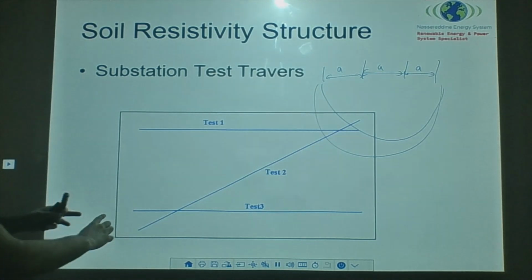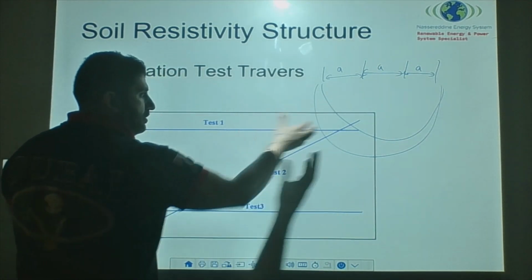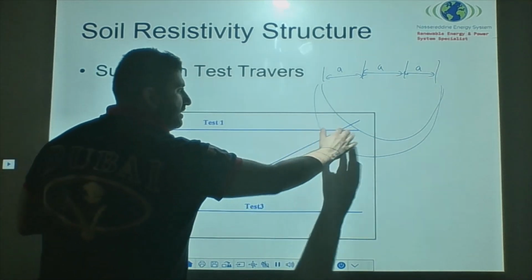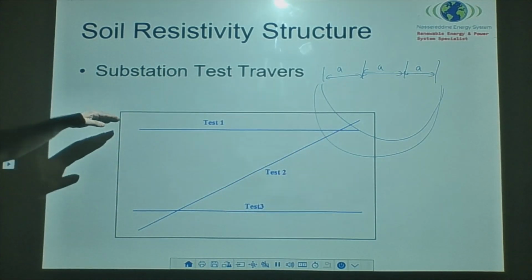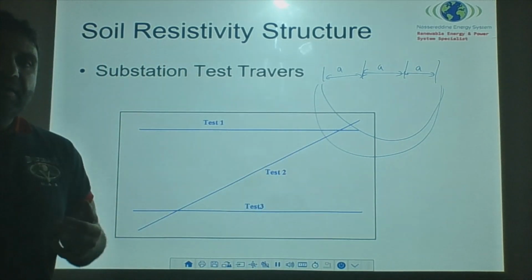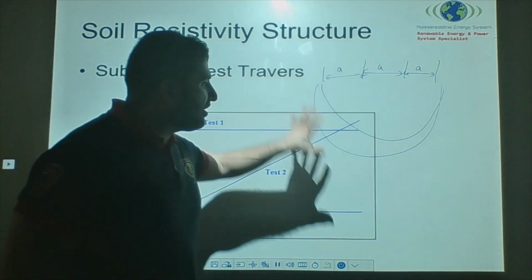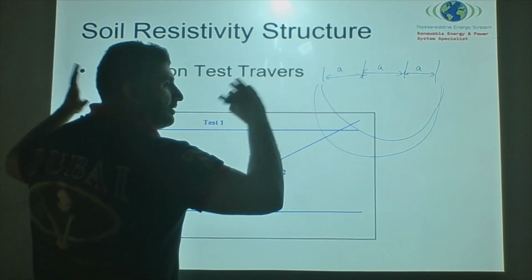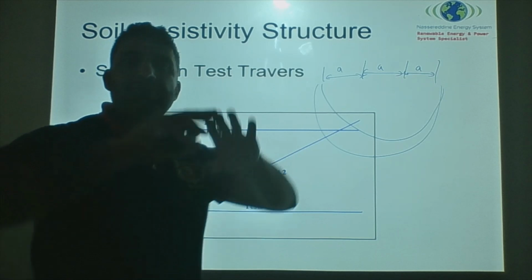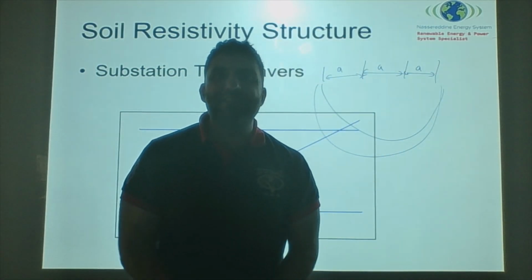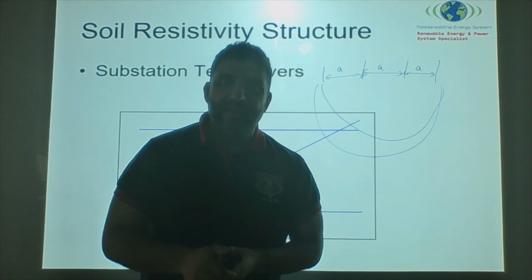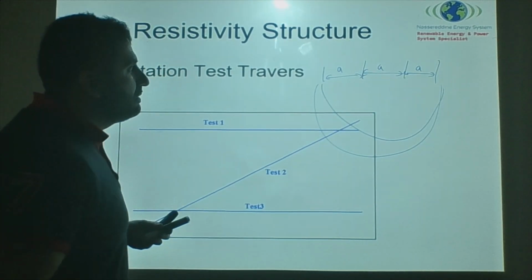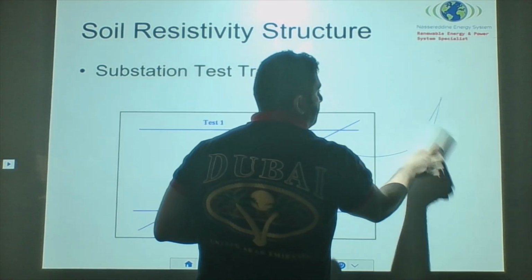So you want to make sure that you cover this area. You cover it sideways. You cover this area. If you want to be more accurate, you can do another one. But unfortunately, you cannot cover 100% of the entire 300% of your substation size. There will always be room for an error.